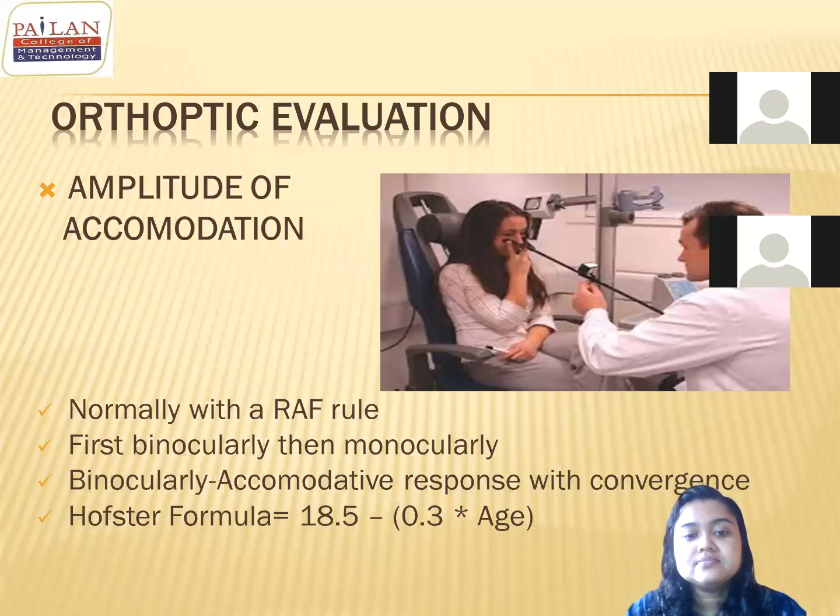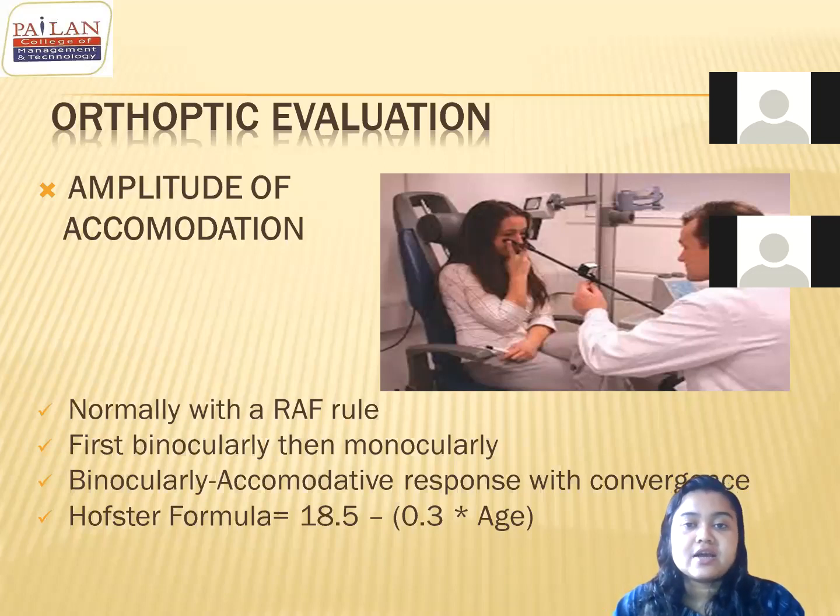Ma'am, 0.3 into age, 15 years, so 0.3 into 15 is 4.5. So we get 18.5 minus 4.5, that means 14 diopters. Correct, very correct. So 18.5 minus 4.5 comes to 14 diopters. So a 15-year-old child should have an accommodation of around 14 diopters. Anything lesser than that is abnormal.